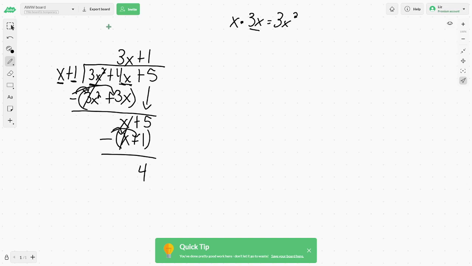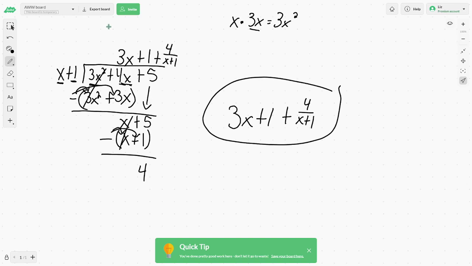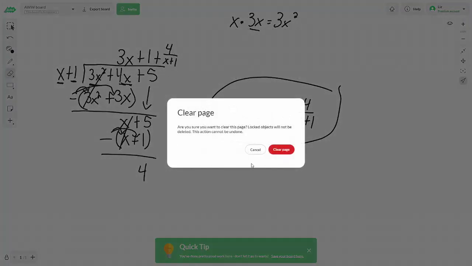So how do we show that? We say 4 over x plus 1. So that's my final answer. 3x plus 1 plus 4 over x plus 1. And that right there is our final answer for this. Alright, let's look at another one here.